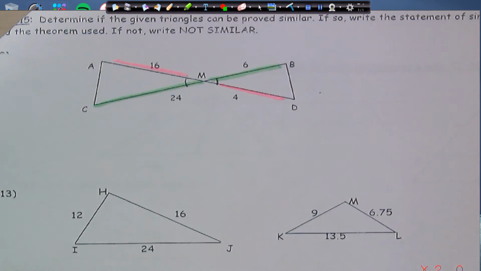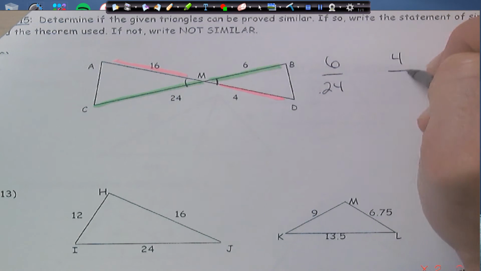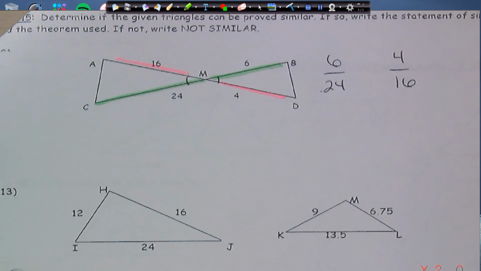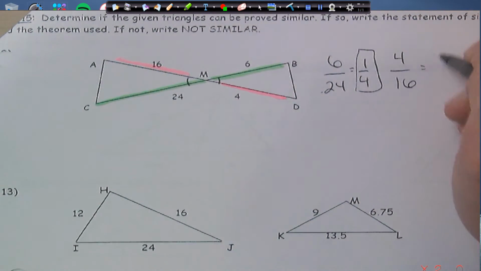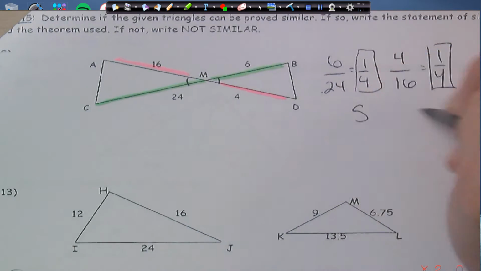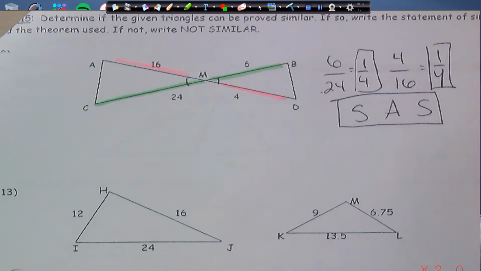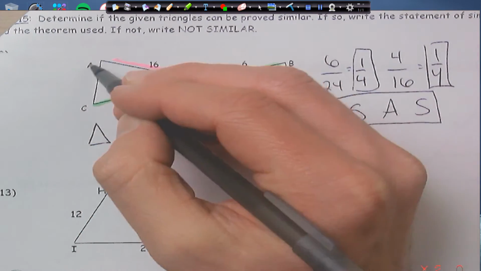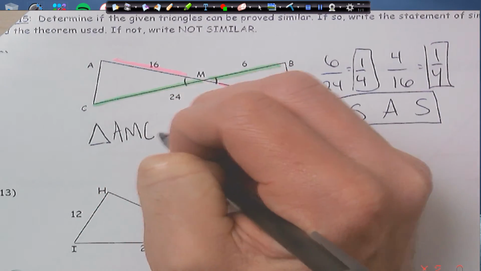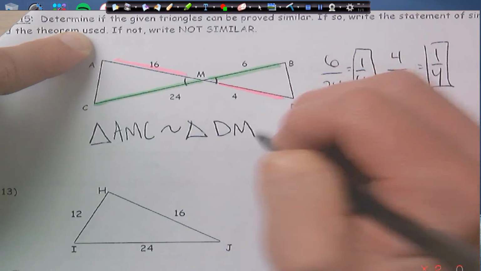Okay? So we got 6 over 24. And we have 4 over 16. I always like to put small number on top, big number on the bottom. Simplifies down to 1/4 and 1/4. That gives me two similar sides, and we have an angle included in the middle. So these are similar by SAS. And let's go ahead and make sure that we set up the correct triangle congruency. So let's do AMC is similar to triangle. Notice I started out on the pink one, so I'm going to go DMB.